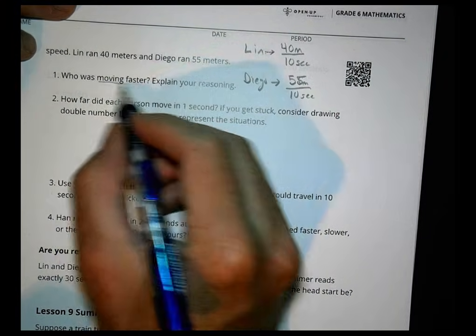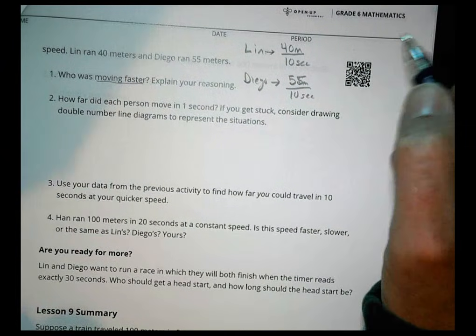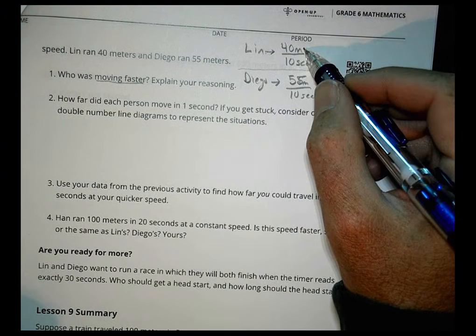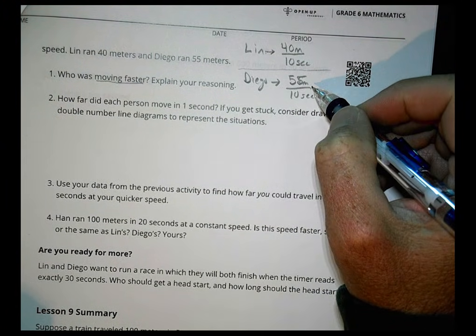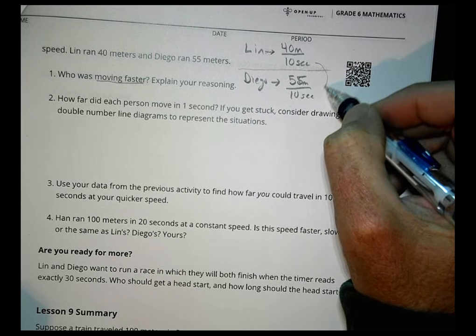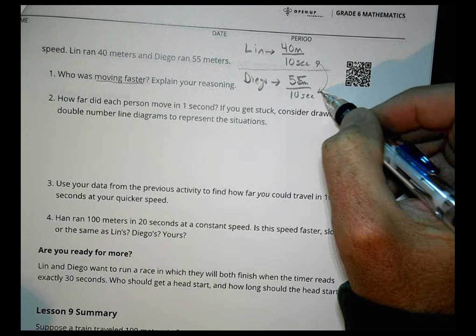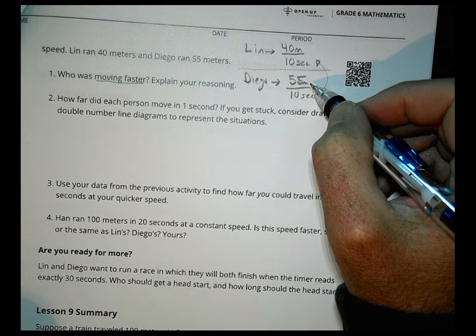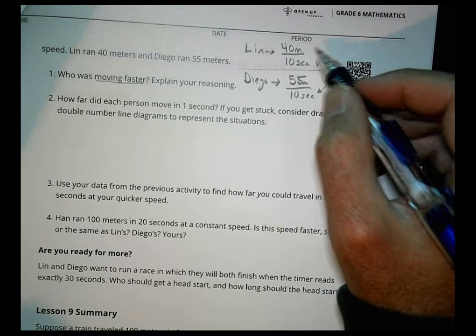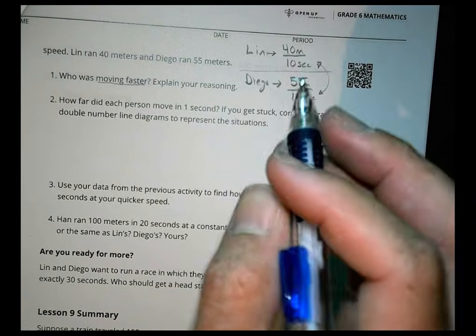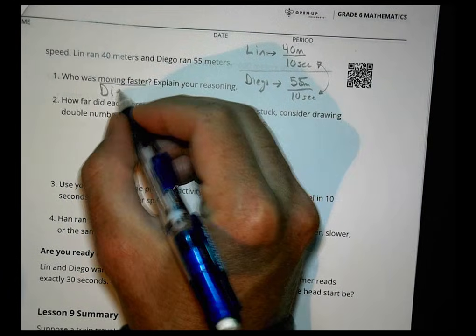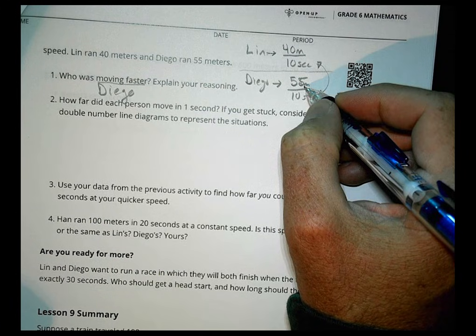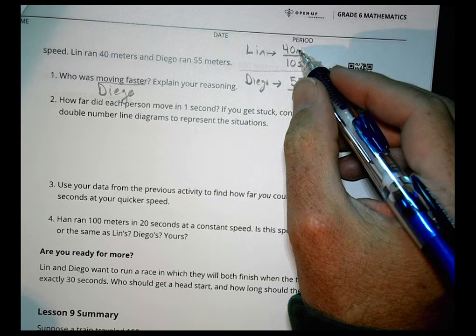Who was moving faster, and explain your reasoning. Now, to do this here, you want to look at both pieces of data. Lynn went 40 meters and Diego went 55 meters. But they did that in what? The same amount of time. So time was the thing that didn't change for either one of them. But in 10 seconds, Diego went 55 and Lynn only went 40. So in terms of who went faster, we would have to say that Diego was traveling faster because he was able to go 55 meters in the same amount of time that Lynn went 40.